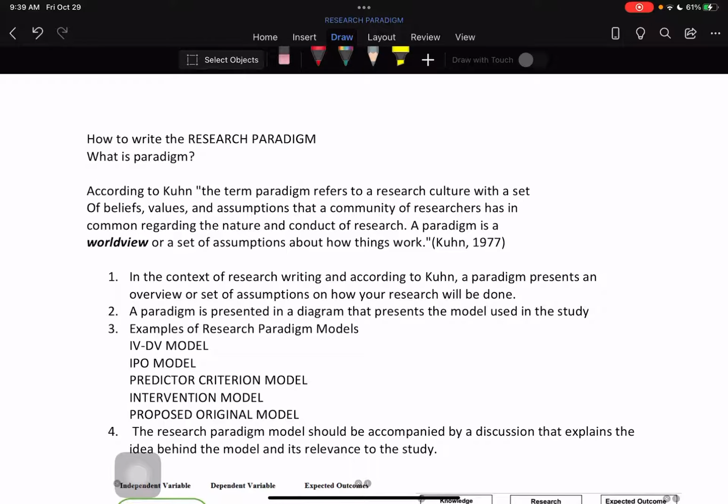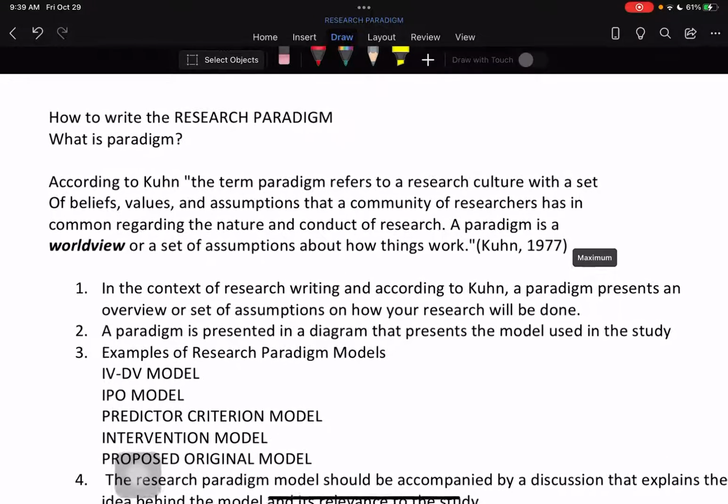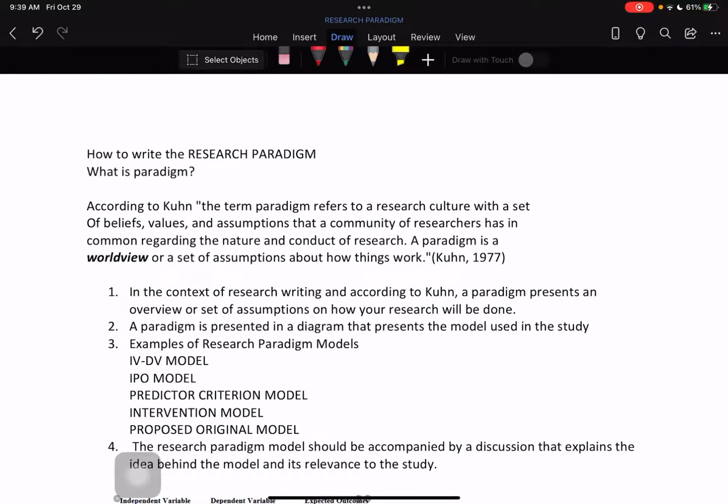So let us define research paradigm according to Kahn. According to Kahn, the term paradigm refers to the research culture, which is a set of beliefs, values, and assumptions that a research community specifically has in common regarding the nature of how to conduct the research. So, ibig sabihin, this is a general belief. Ito ay yung paniniwala ng research community kung papaano. Ito yung tanggap, accepted and well-known culture, research culture in a community kung papaano dapat i-conduct yung tinatawag nating study or research na ginagawa natin.